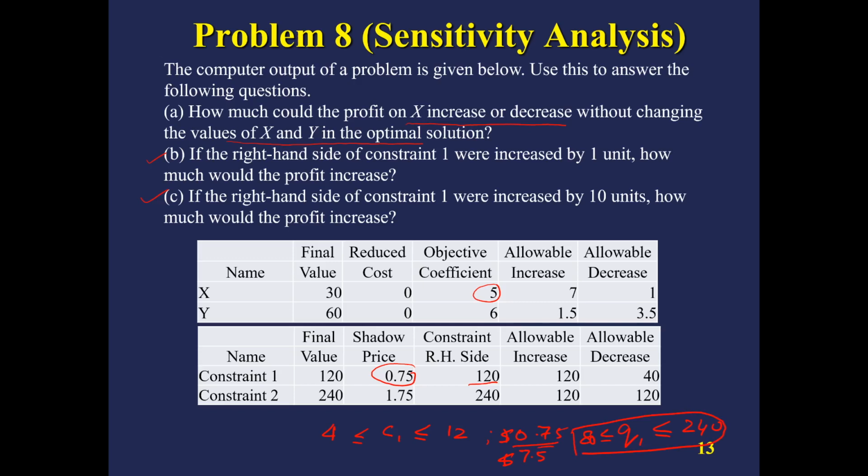If someone asks what is the value of the objective function, the optimal value, we can easily find out from here. You can say Z is equal to 5, the objective function coefficient, multiplied by the final value of x1, which is 30, plus 6 multiplied by 60, and that will give us the objective function value.